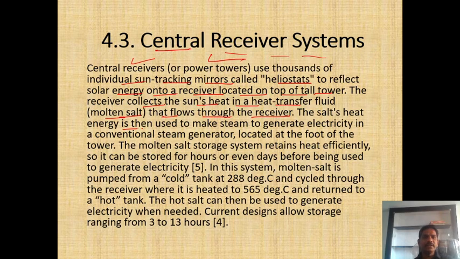The salt heat energy is then used to make steam to generate electricity in a conventional steam generator located at the foot of the tower. The molten salt storage system retains heat efficiently, so it can be stored for hours or even days before being used to generate electricity. So in this system, molten salt is pumped from a cold tank at 288 degrees Celsius and cycles through the receiver where it is stepped up to 560 degrees Celsius and returns to the hot tank. The hot salt can then be used to generate electricity when it is needed. Current designs allow storage from 3 to 13 hours.